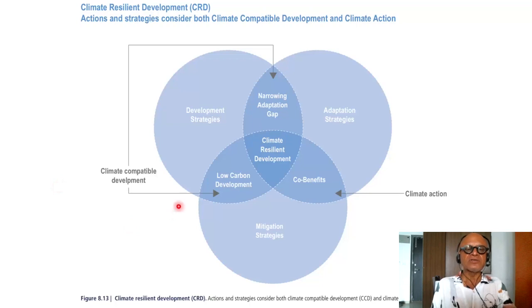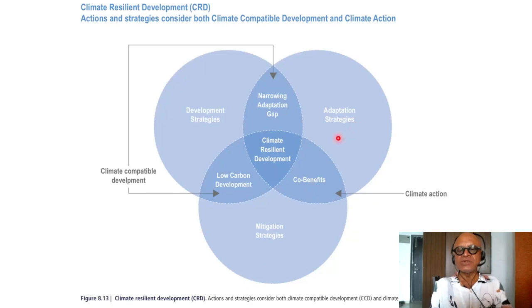So the Venn diagram here looks at climate compatible development and climate action, and you want to think about development strategies, adaptation strategies, and mitigation strategies. And obviously development and mitigation overlap on the low carbon development, so that you're increasing your renewables and reducing your carbon footprint, energy intensity of the GDP, and carbon intensity of the energy, and so on. And adaptation is of course necessary for risks that are already present, as well as building resilience for risks coming tomorrow, managing the unavoidable in that sense.